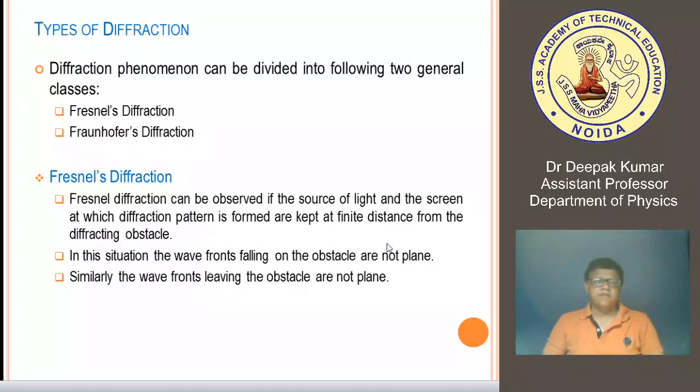On the basis of the type of light used in this experiment, diffraction can be classified into two different categories. The first category is Fresnel diffraction, and the next category is Fraunhofer diffraction. Now, in Fresnel diffraction, diffraction can be observed if the source of light and the screen at which the diffraction pattern is formed are kept at finite distance from the diffracting obstacle, or in this situation the wavefronts falling on the obstacle are not plane wavefronts.